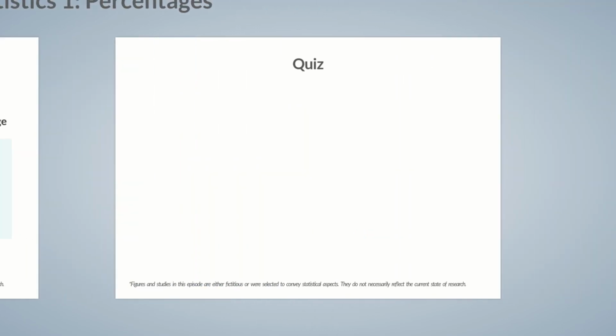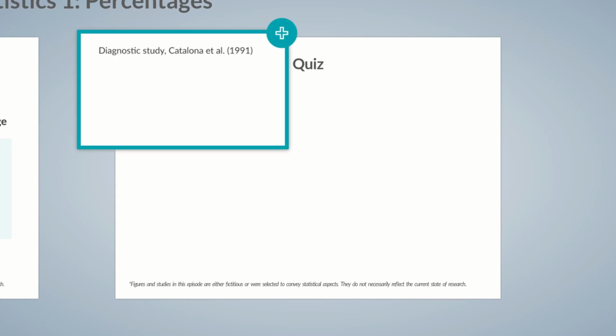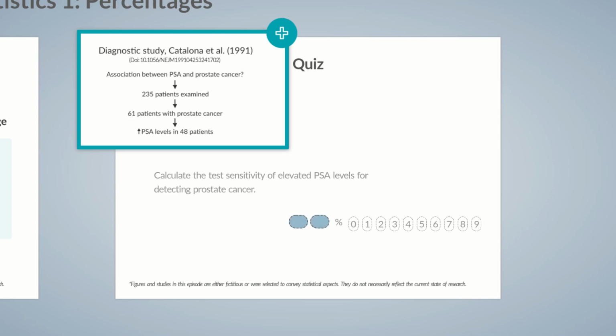But before we move on, we've prepared a quiz for you. A diagnostic study from 1991 examined the association between prostate-specific antigen, in short PSA, and prostate cancer. 235 patients were analyzed to determine whether measuring PSA levels represents a potential diagnostic test for screening prostate cancer. Of the 235 participants, 61 had prostate cancer. Of these, 48 patients had elevated PSA levels. Now, we'd like to ask you to calculate the test sensitivity of elevated PSA levels for detecting prostate cancer.